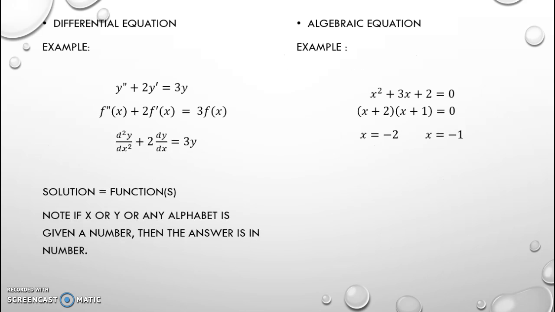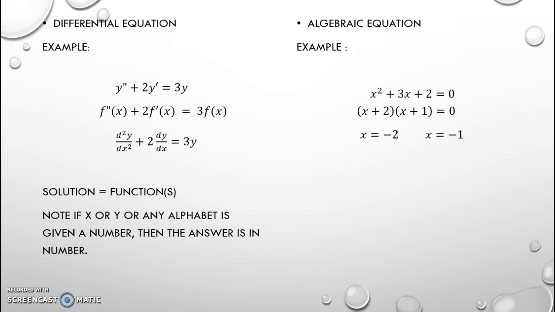For example, as you can see, differential equation y double prime plus 2y prime equal to 3y. f double prime x plus 2f prime x equal to 3f(x). d squared y over dx squared plus 2 dy over dx equal to 3y. All of this is the same thing.